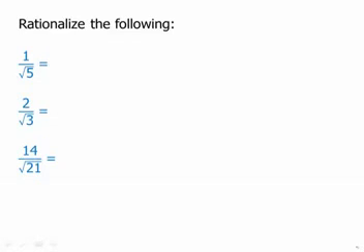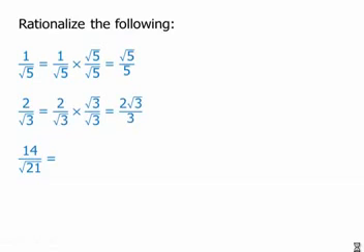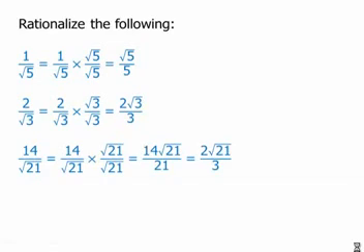Okay, in that first one, obviously we will multiply by root 5 over root 5, and we get root 5 over 5. In the second one, we'll multiply by root 3 over root 3. We'll wind up with 2 root 3 over 3. In the third one, we'll multiply by root 21 over root 21. We get a 21 in the denominator. That allows us to cancel a factor of 7 and wind up with 2 root 21 over 3. Those are the rationalized forms.